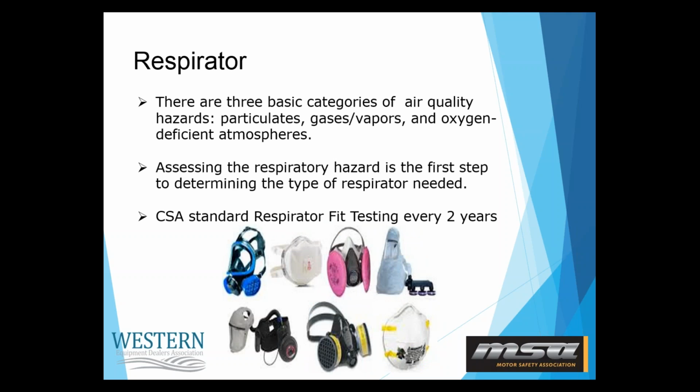Next, I'll touch on respiratory protection. In respiratory protection, there are three basic categories, whether we're protecting from particulates, gases and vapors, or oxygen deficient atmospheres. So in order to determine the respirator needed, we need to know what the workers are exposed to and the types of hazards at their workplaces. So looking at a hazard assessment will give us this information.